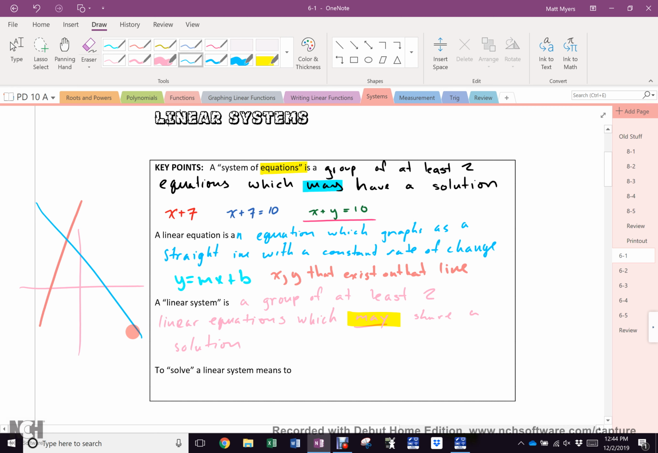What is this pink line made up of? X's and Y's. How many? Infinite. So there are infinite solutions to the pink line, yes? What is the blue line made up of? X's and Y's. So there are infinite solutions to the blue line, yes? Is there an X and a Y that is a solution to both lines? Where? Anywhere on the line? No.